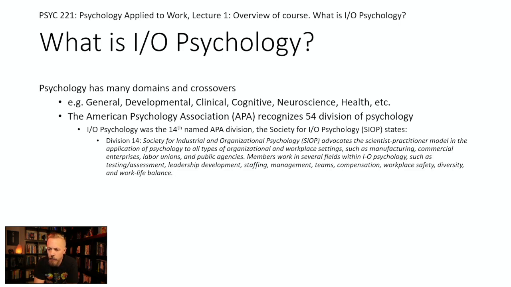So people that work in the field might do testing or assessing, they might do leadership development, they work with HR, or they work at HR for staffing. It might be things related to pay, it might be how to get teams to work better, it might be related to safety. There's diversity aspects, there's work-life balance aspects. So really anywhere that psychology might be brought to bear within the organization is an opportunity for IO psychology.